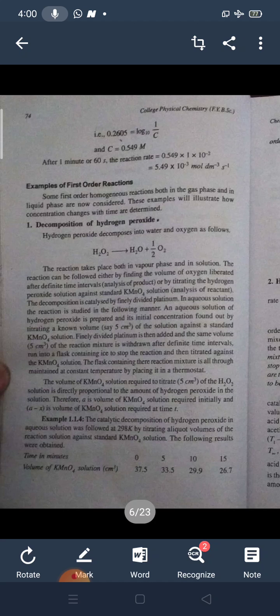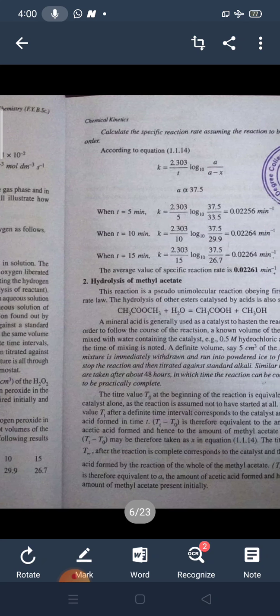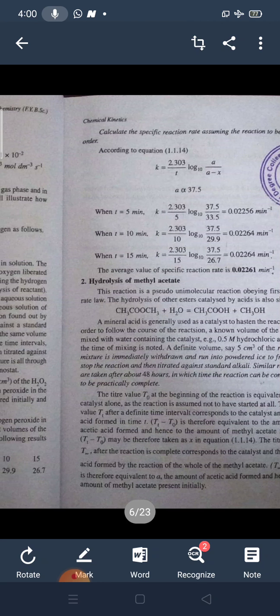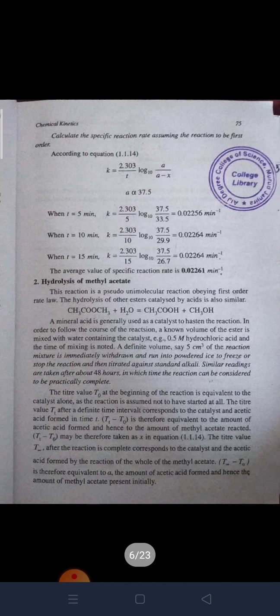This particular decomposition is catalyzed by finely divided platinum. In aqueous solution, the reaction is studied in the following manner. Okay, this is an example that you have to remember. Then here, calculate the specific reaction rate after the suitable time has been shown. You can see here. Then according to this equation, k = 2.303/t log10 a/(a-x), that can be calculated.